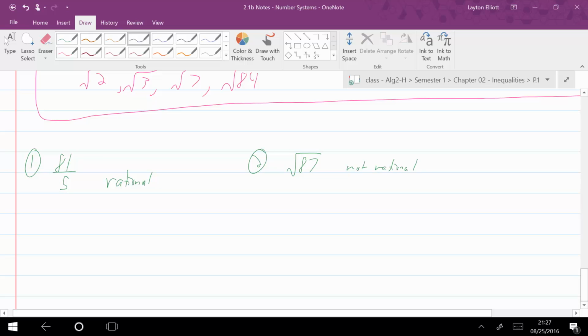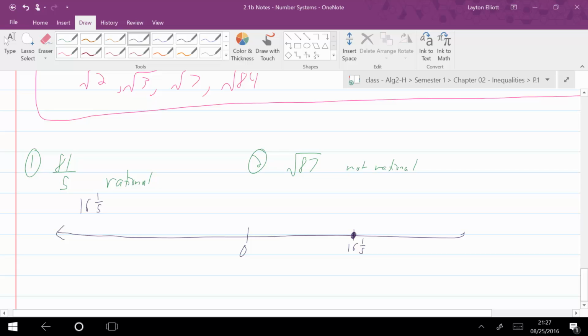We'll dip into more of this, but we also have a number set that both of these numbers are a part of, because no matter what you have, both of these can fit on this thing. 81 fifths is rational. Now, if I divide 81 by 5, I'm going to get 16 and 1/5. Well, I could put that right here at 16 and 1/5, and I know where it is on the number line.